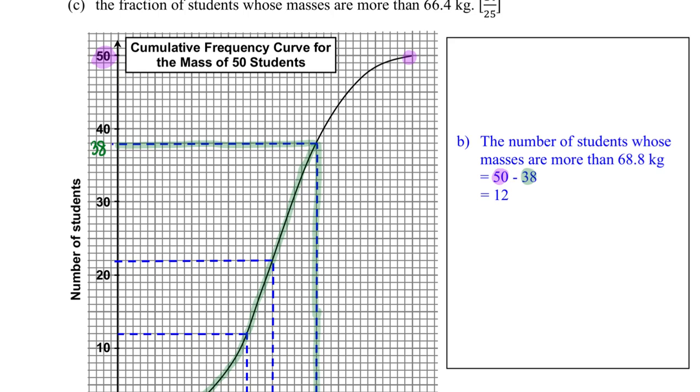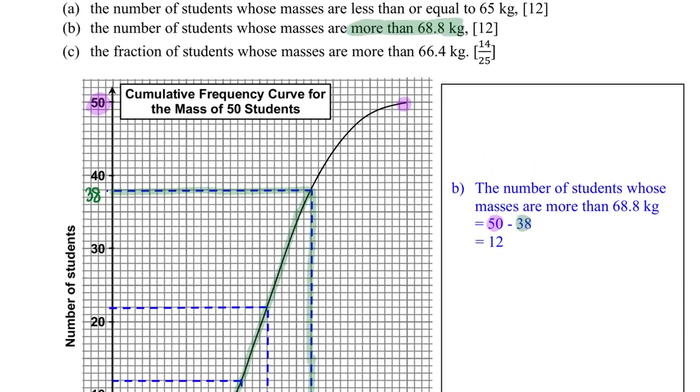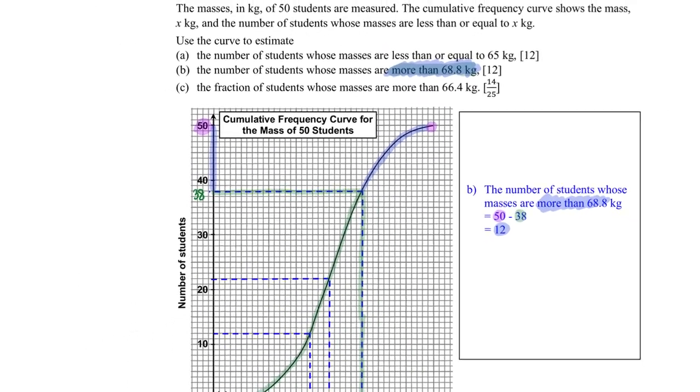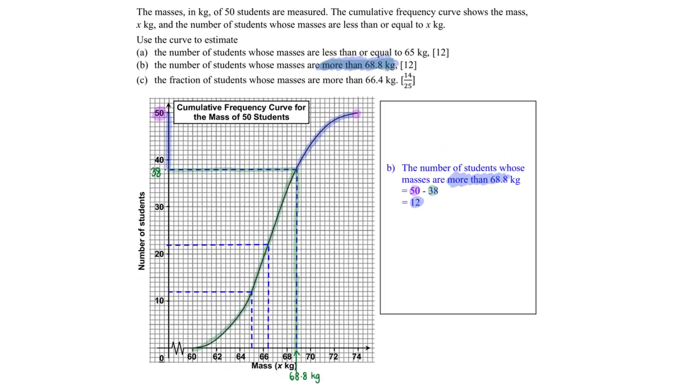Yes, we minus, so that I will be able to get the number of students more than 68.8. It represents this group of students here, which is simply 50 minus 38. Okay, and I'll get 12. So that will be the answer for part B.